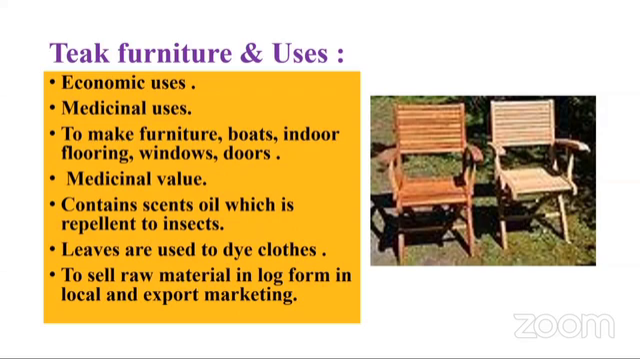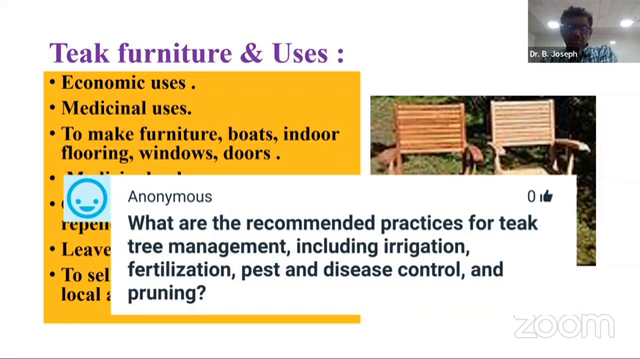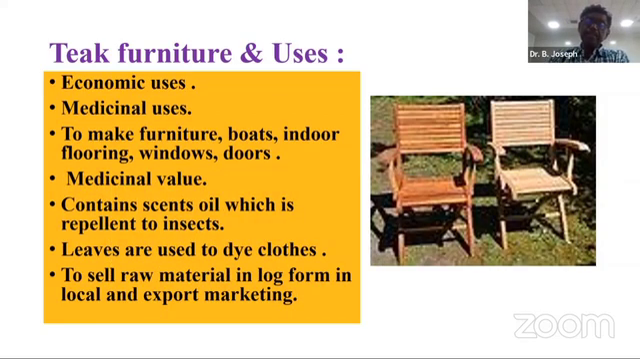And what are the recommended practices for teak tree management, including irrigation, fertigation, pest and disease control, and pruning? That's what I have discussed. First of all, once they grow, they have to remove the side tillers. We have to remove the side shoots and allow the tree to grow straight, because a straight main bole is important in teak.